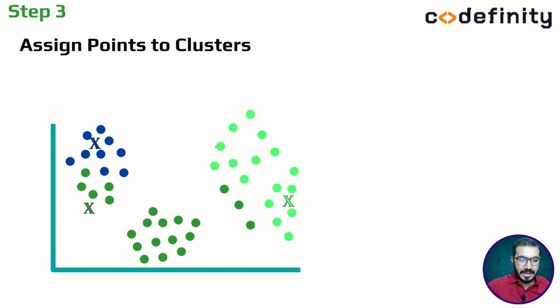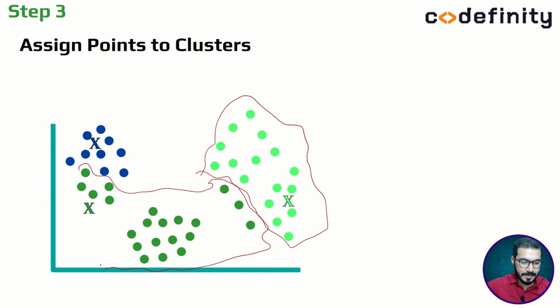Now, after one iteration or one loop, the data points would look like this. These neonish data points are closest to the neonish x. Bluish data points are closest to the bluish x, and the same goes for the greenish ones as well. Now, this is one iteration, right?